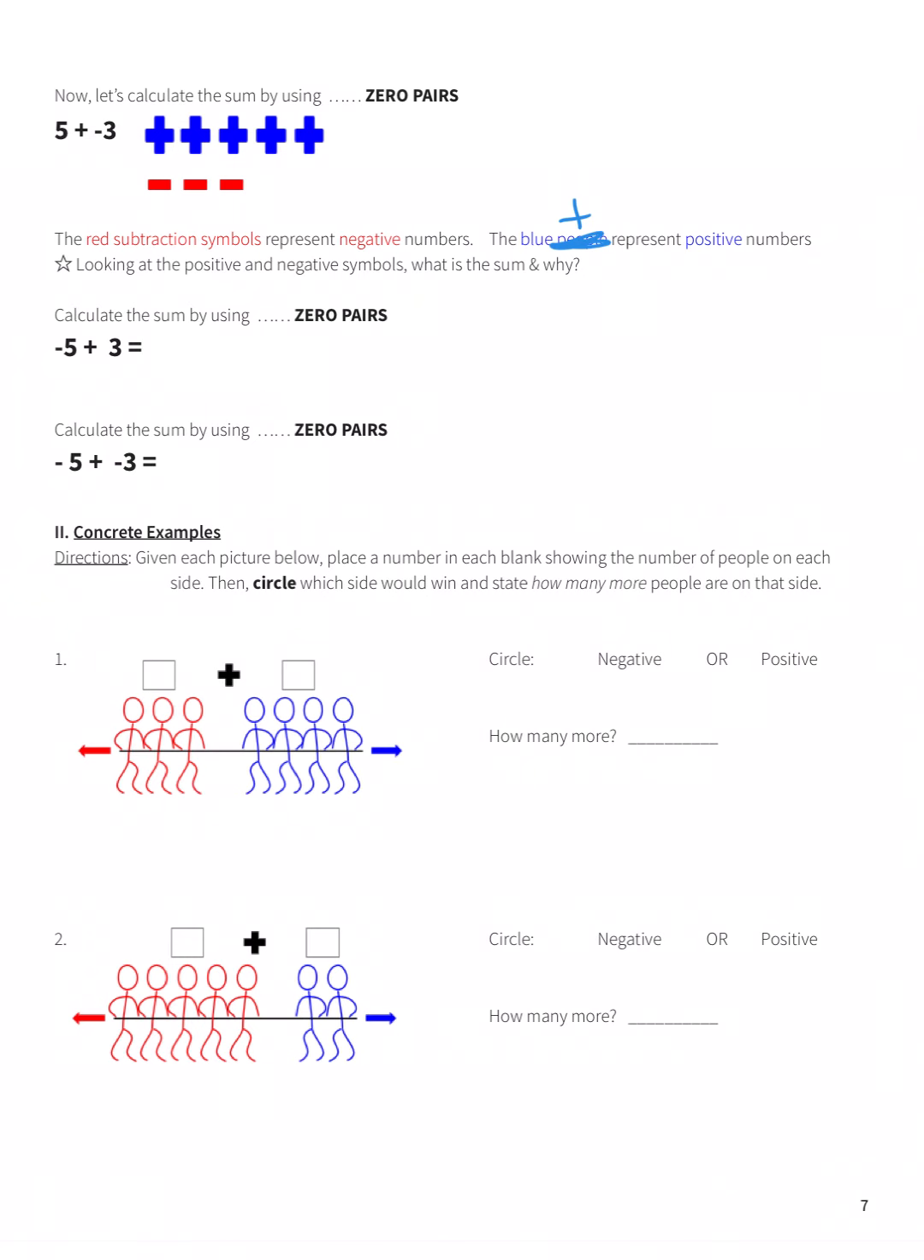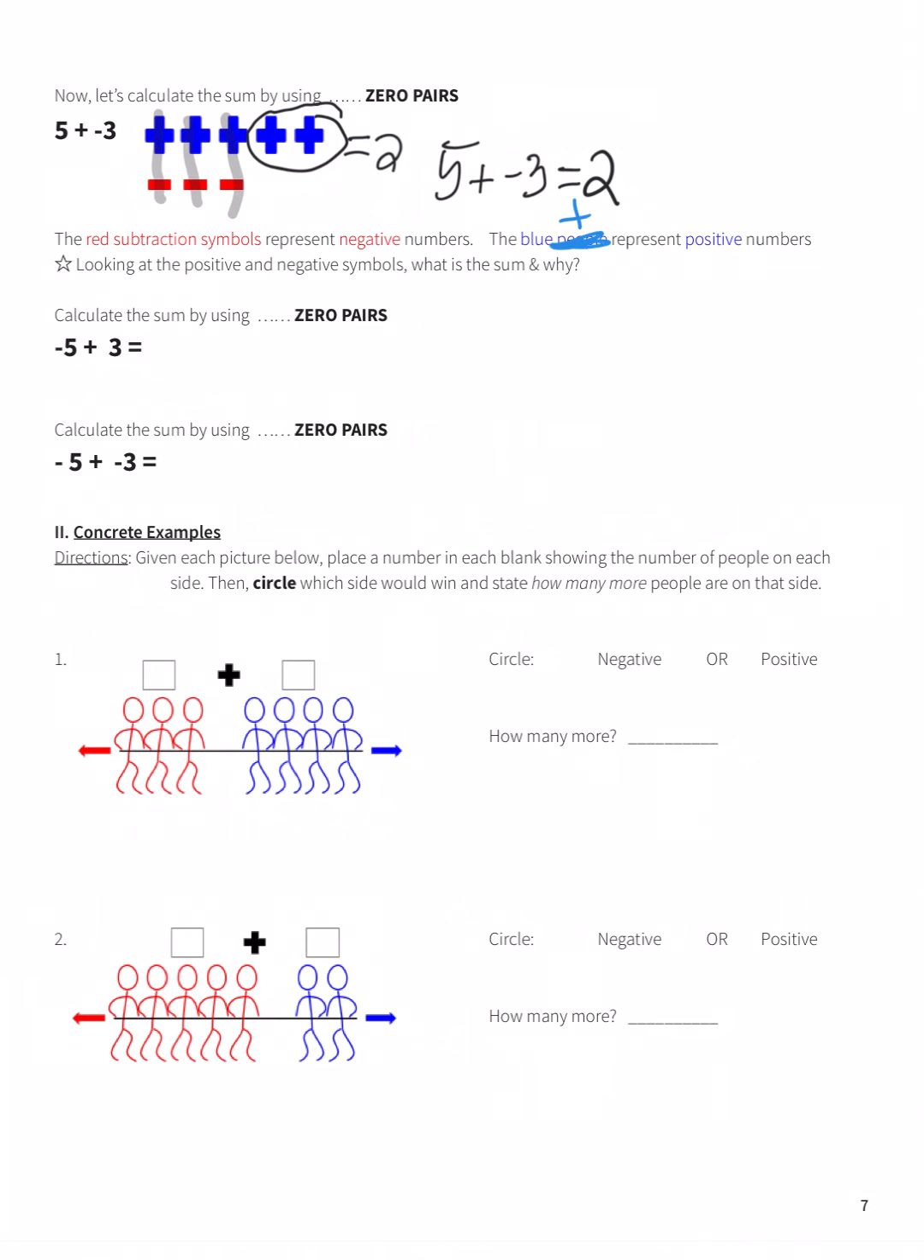Now, one positive plus one negative is equal to 0. So what you're going to do here is cross off our 0 pairs. Positive, negative, positive, negative, positive, negative. You can see now we don't have any more negatives to match this up with. So this is what is left, and that would be our answer. So what is left here? 2. So what does that mean? That means 5 plus negative 3 is equal to positive 2. Why is that? There are 2 positives left when we create our 0 pairs.